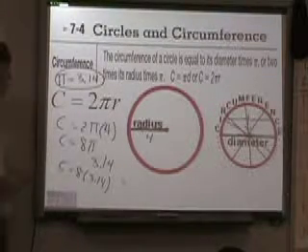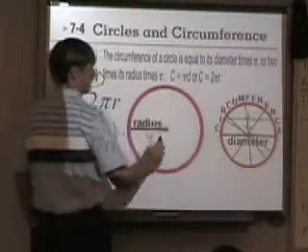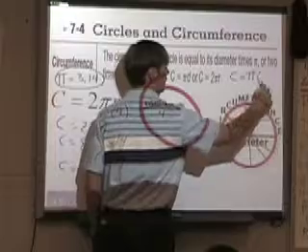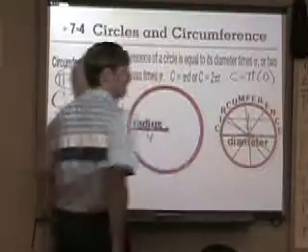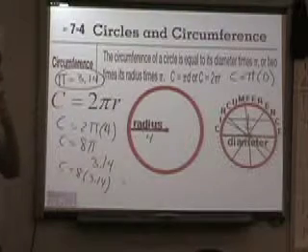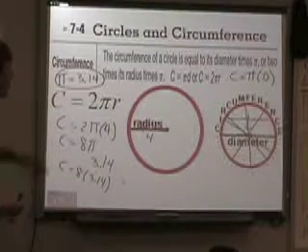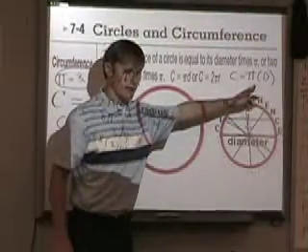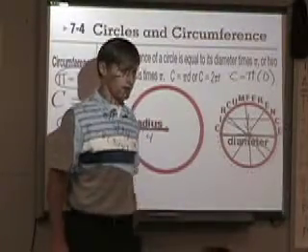Now the formula for that is going to be circumference equals pi times the diameter. So you need to look on each problem and say, did they give me the diameter or did they give me the radius? If they give you the radius, you use this formula. If they gave you the diameter, you use that formula. You understand?